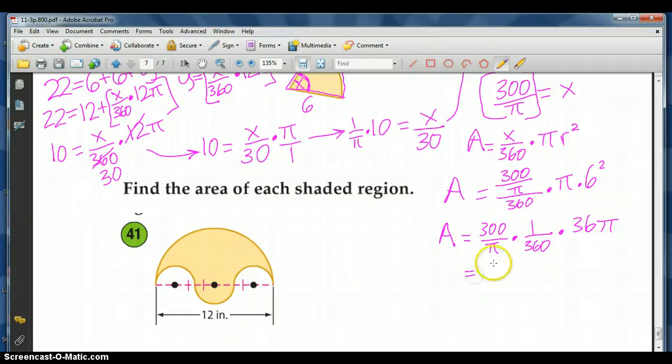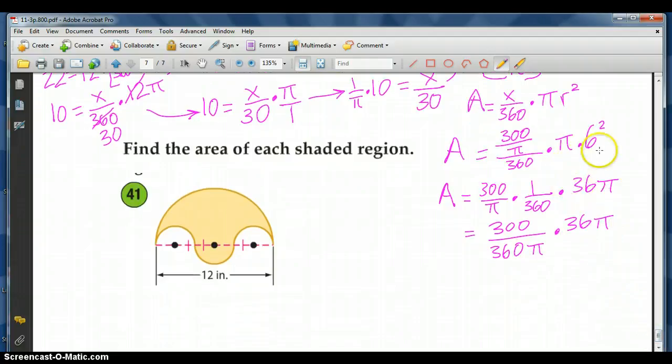So now I can write this as 300 over 360 pi times 36 pi. And I just start canceling things out here. So I have pi, which would be in the numerator if I made this into a fraction with the pi in the denominator. I can cancel out a 0 out of both of those, divide them both by 10. I can cancel out a factor of 36 here with a factor of 36 there. And that's about it. So I'm left with 30. So that's our area, 30 square millimeters.